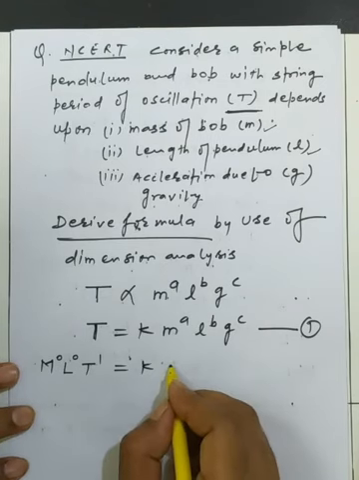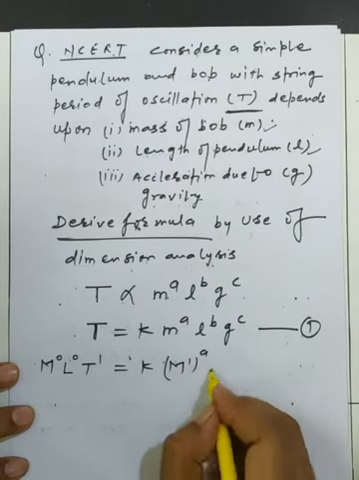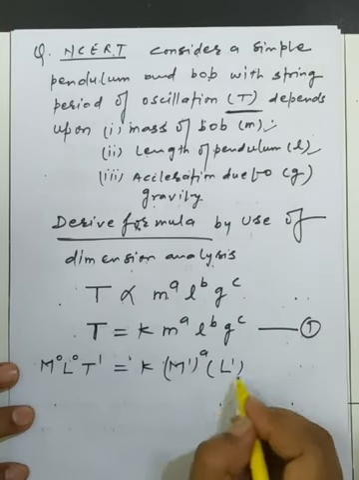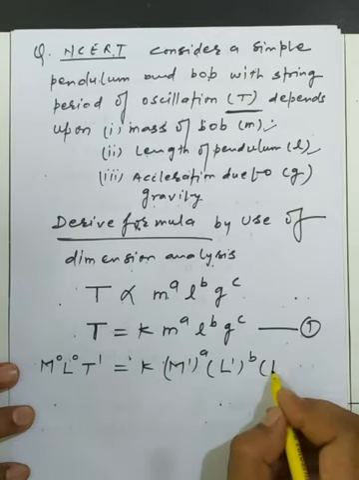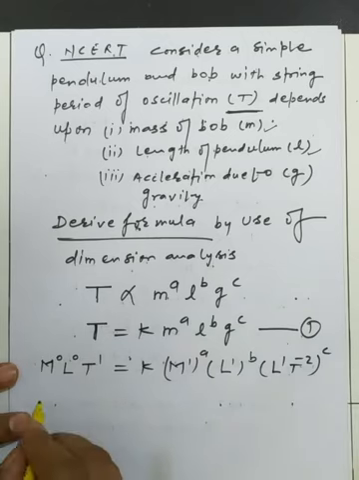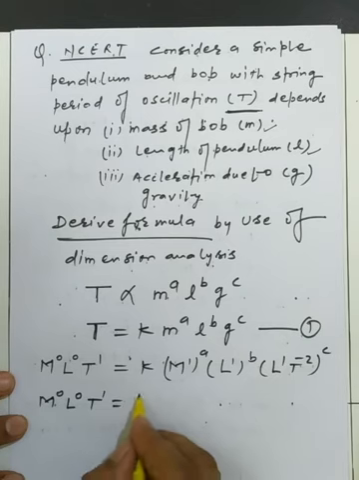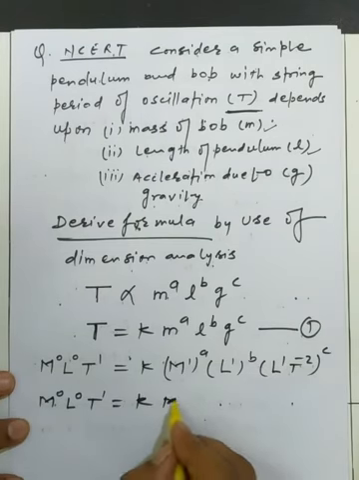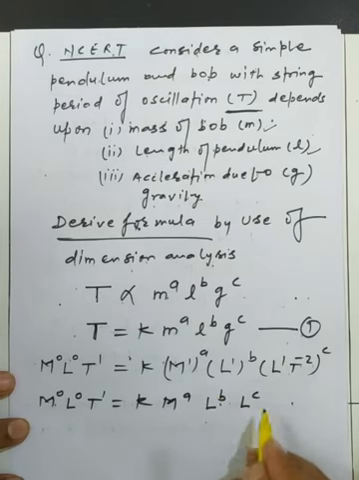Okay, now the mass is represented as M1 with the power of a. Now length is L1 with the power of b. Now the g, acceleration due to gravity. So what kind of dimension do we have? Simply L1 T raised to minus 2, with the power of c. Okay. M0 L0 T1 equals the constant k, M raised to a, L raised to b, L raised to c, and T raised to minus 2c.